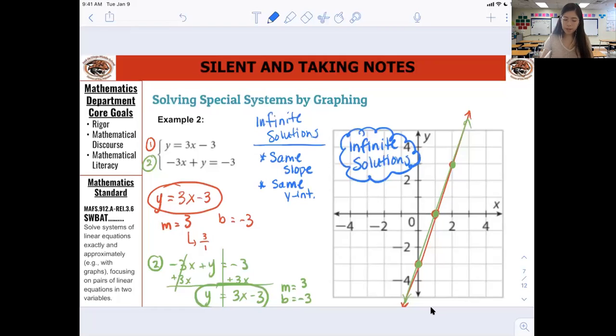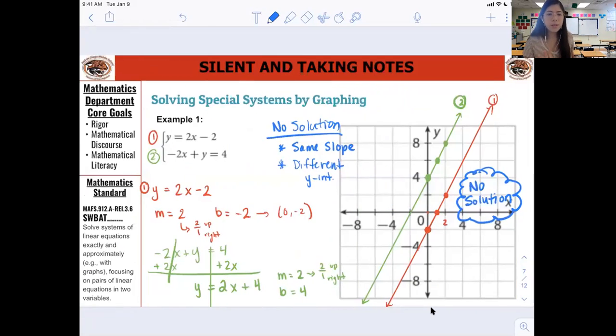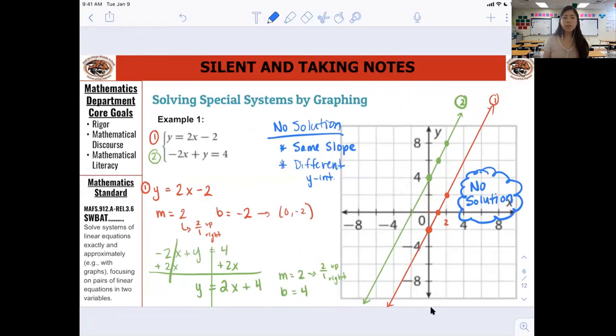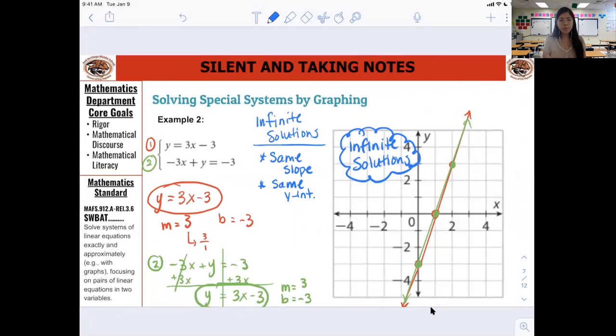And that is pretty much everything, okay? So quick review. No solution, they have the same slope, but they have a different y-intercept. Infinite solutions, they have the same slope and the same y-intercept because they're right smack on top of each other.